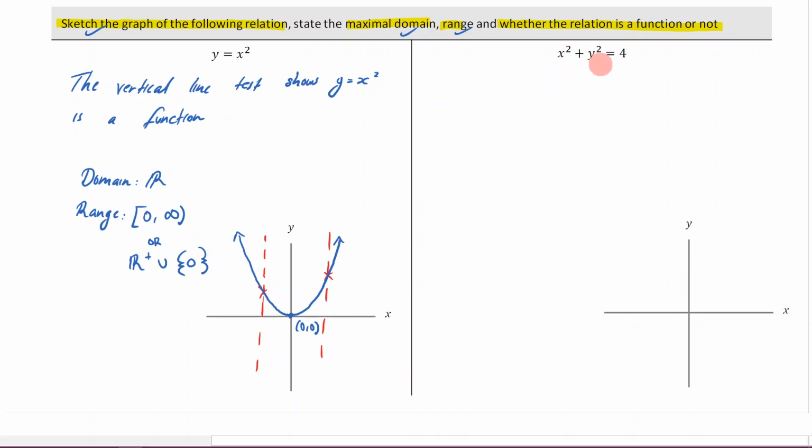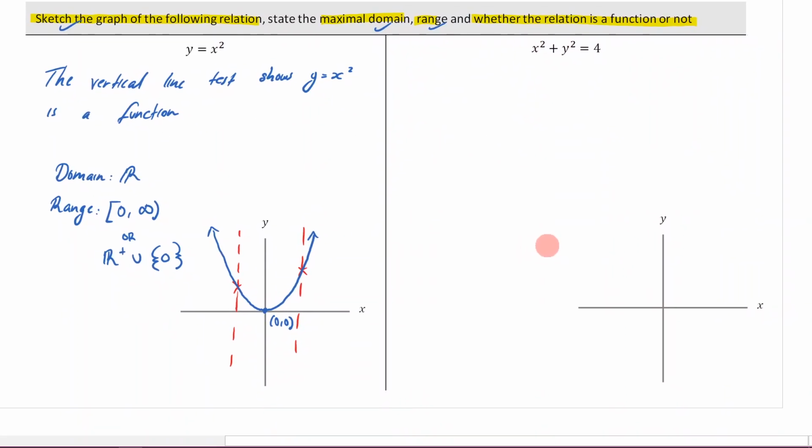Let's now move on to our next one here. So we've got x squared plus y squared equals 4. It's really important that you can just look at things like this and immediately recognize this is a circle. So it's a circle that looks like this. You should also be able to recognize the radius. Because I've got a 4 here, that means the radius of this thing is going to be 2. So it's going to go from -2 to 2, and 2 to -2.